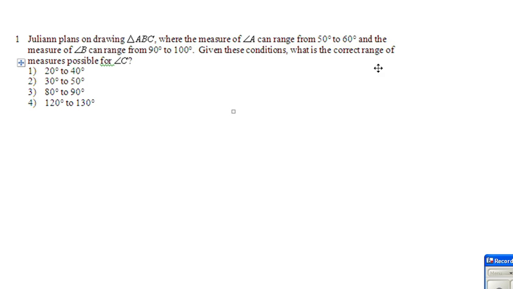So here we have angle A. Angle A goes from 50 to 60. Then angle B goes from 90 to 100. Now, the correct range of the angle C. In order to have C be max, the other two angles have to be minimum. That means 50 plus 90. These will be the minimum.